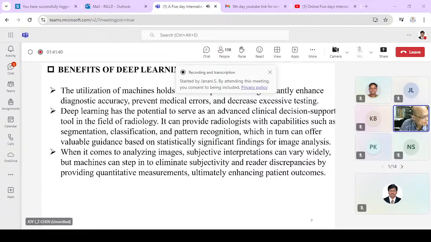When it comes to analyzing images, subjective interpretations can vary widely, but machines can step in to eliminate subjectivity and reader discrepancies by providing quantitative measurements and ultimately enhancing potential outcomes.